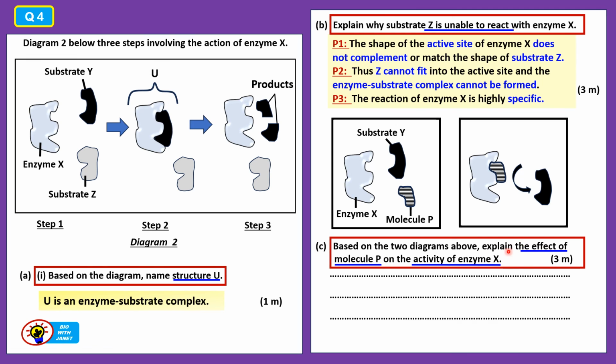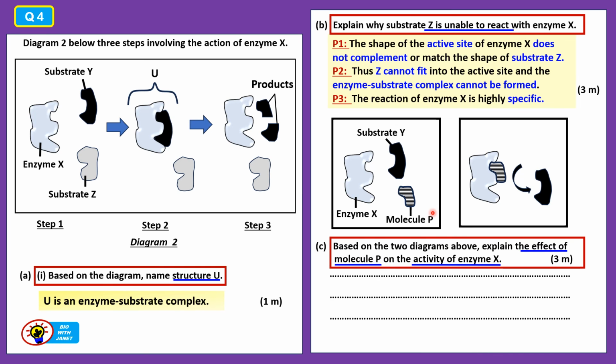Okay. Now here is the thinking question, or a HOTS question. Based on the 2 diagrams above, explain the effect of molecule P on the activity of enzyme X. So you can see here that molecule P, another molecule, fits into half of enzyme X. The arrow shows you that the substrate tries to fit in through random collisions, but it cannot because molecule P has combined with enzyme X. Now think about this question first and try to write down an answer with some keywords involved.